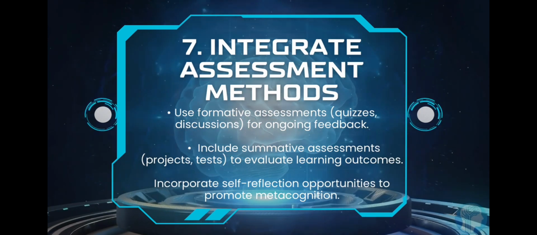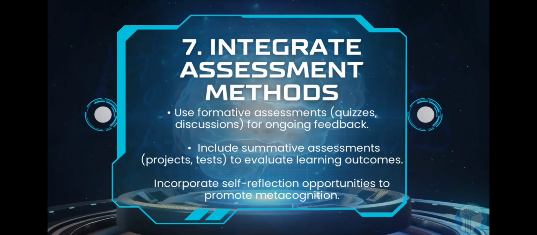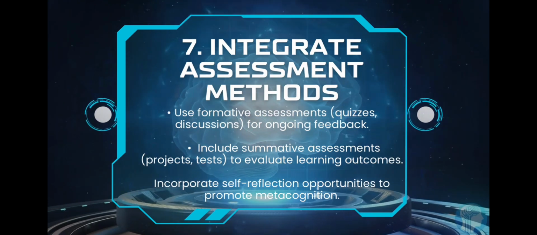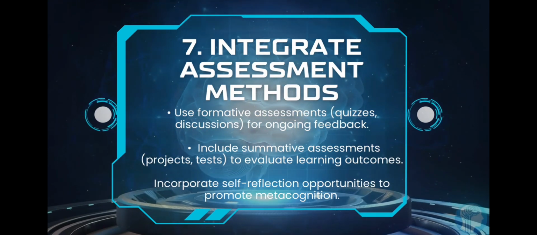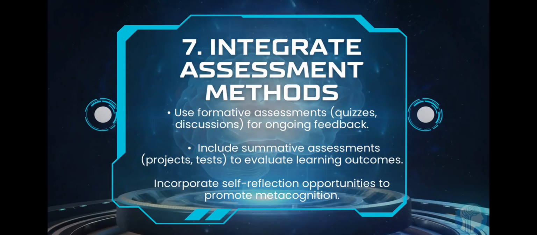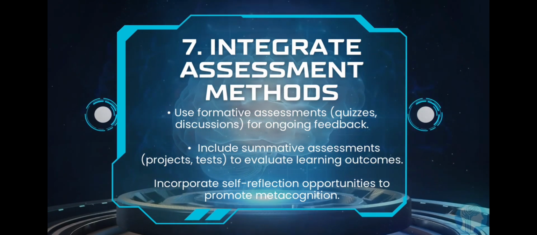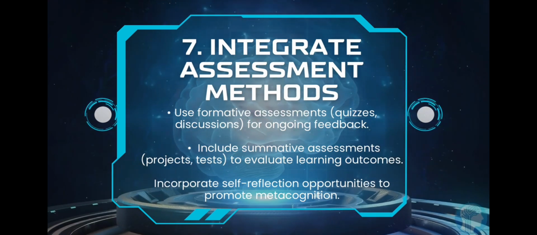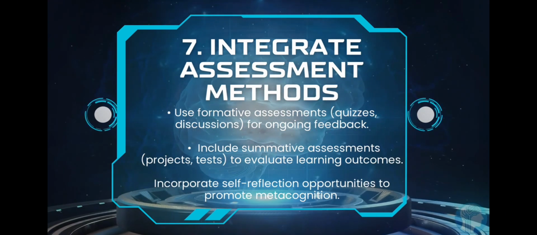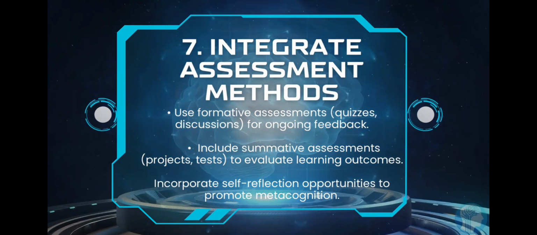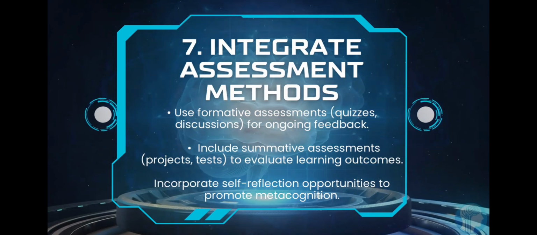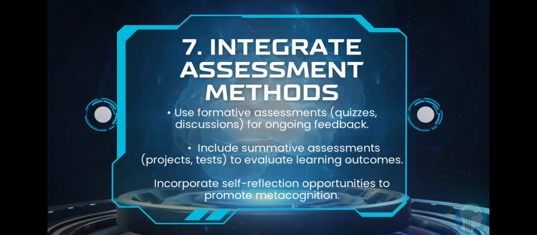And lastly, incorporate self-reflection opportunities to promote metacognition. So give students time to think about their own learning progress, what they understood, what they found hard, and how they can improve. So metacognition is thinking about thinking. It helps students become independent, lifelong learners. So use reflection tools like journals, exit slips, or short surveys. So through reflection, it helps students become more aware of their strengths and areas of improvement, and it encourages them to take ownership of their own learning.